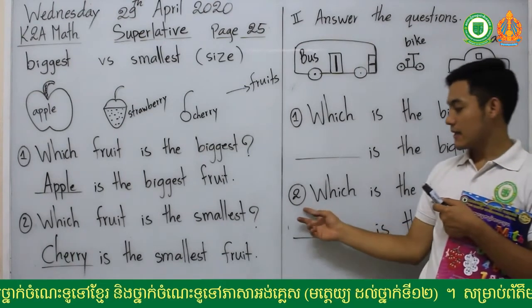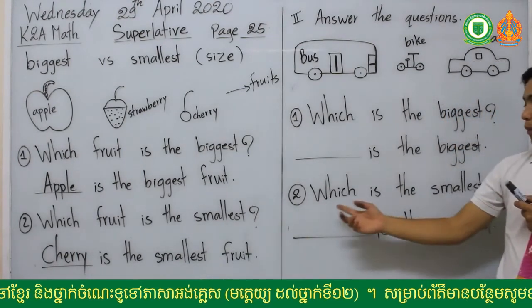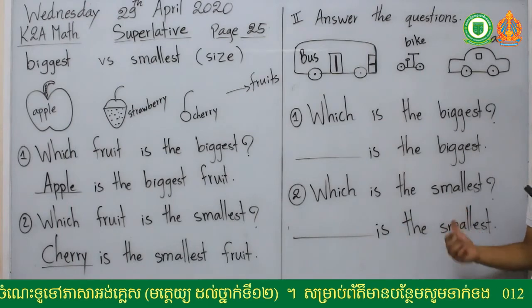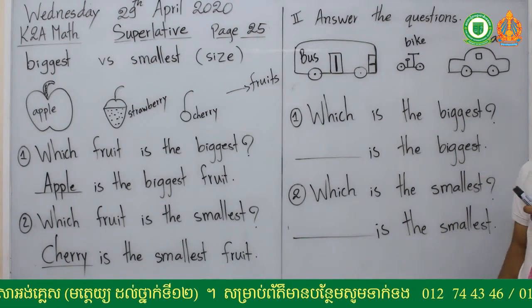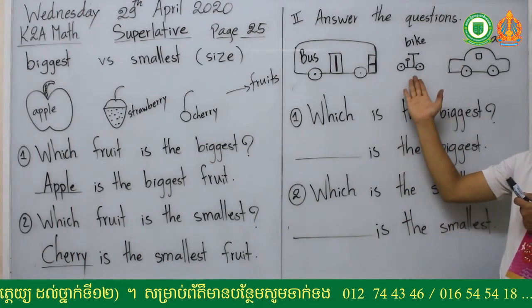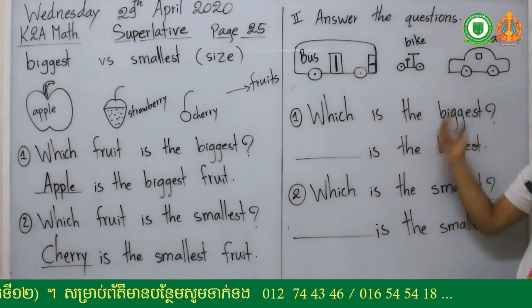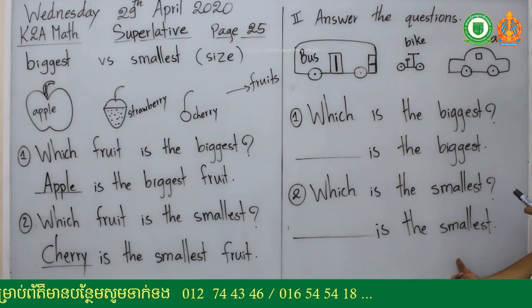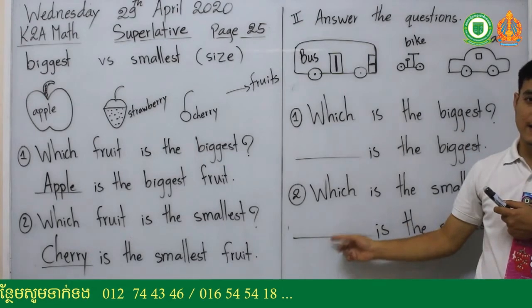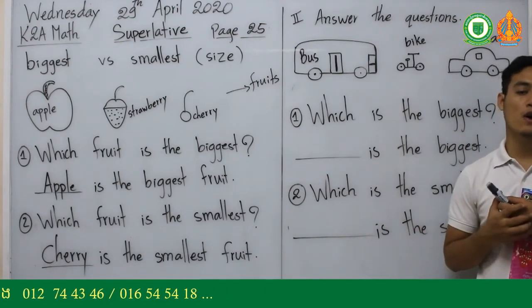And the second question is, which is the small, like the tiny one? So you decide, bike, bus, or car is the smallest one. Just write the words right here and submit them into your online group.